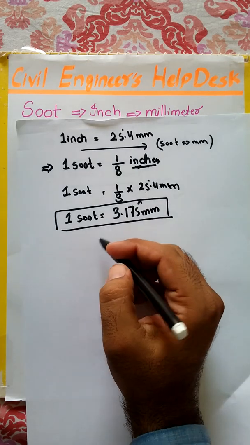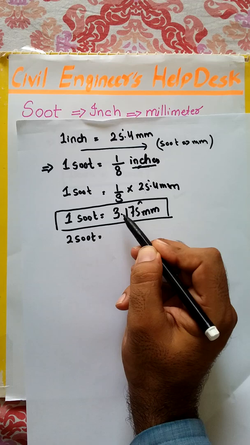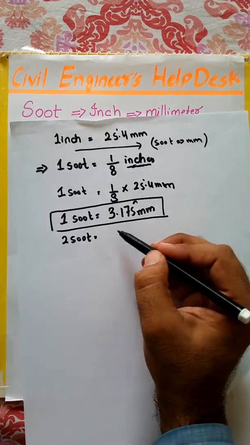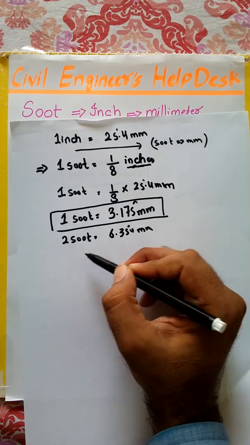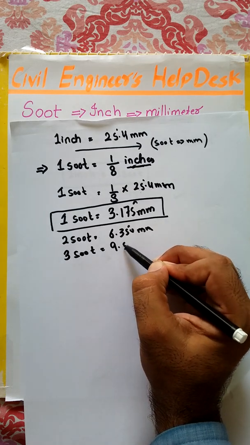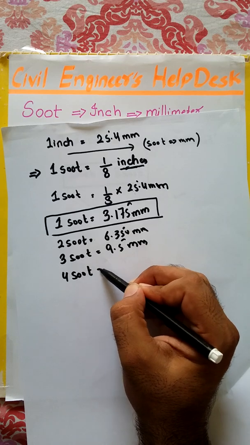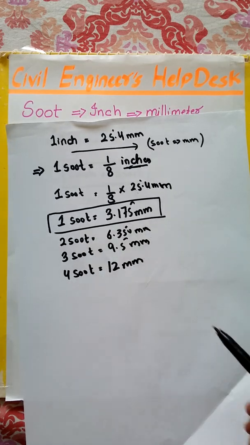Now viewers, 1 suth is equal to 3.17 millimeter, 2 suth is equal to, multiply this value by 2, you will get 6.350 millimeter. 3 suth is equal to 9.5 millimeter. 4 suth is equal to 12 millimeter. So why did I take these values, 2 suth, 3 suth in millimeter? I am giving you an example.